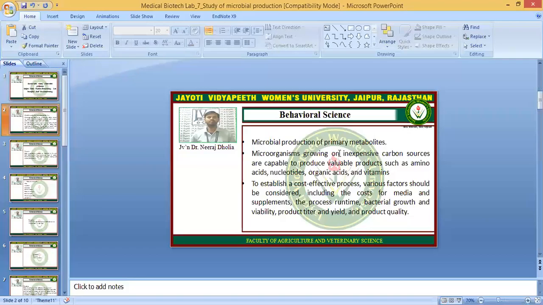So to achieve a cost effective process, we should consider various factors such as the cost of media and supplements, the process runtime, that is how long the process is running, the bacterial growth and viability, that is the quality of the microorganisms, the product titer and yield, and product quality. So these things matter for a cost effective process.